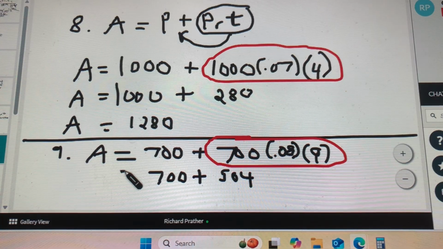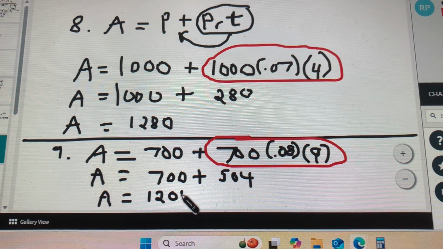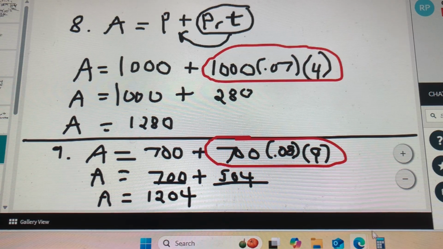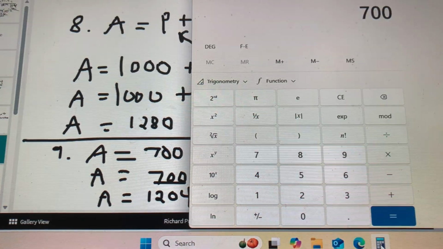So say you had like a rich uncle or something, or a parent that gave you $700 and they said, just pay me back 9 years from now. That seems kind of weird that they'd wait 9 years, but 9 years from now, you would need to pay them $1,204 because, whoops, you would be giving them their $700 back, and you'd be giving them $504 for their interest. 700 plus 504.